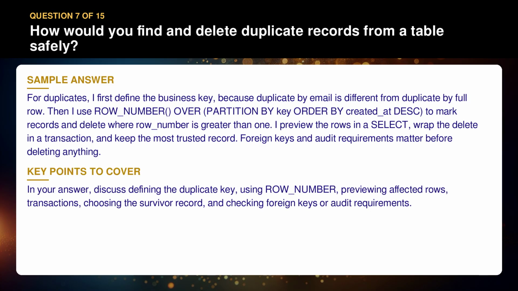In your answer, discuss defining the duplicate key, using row number, previewing affected rows, transactions, choosing the survivor record, and checking foreign keys or audit requirements.